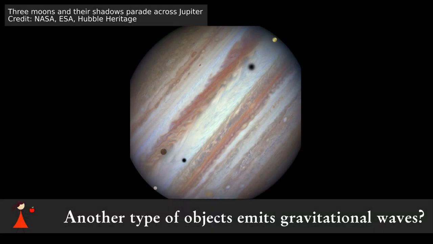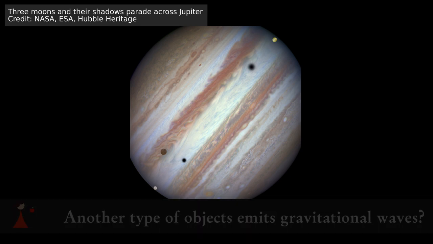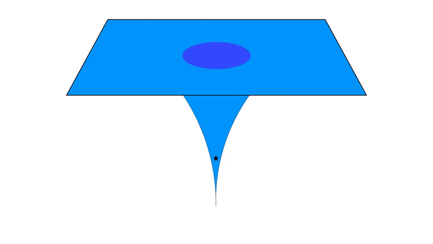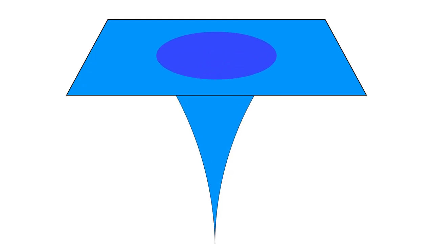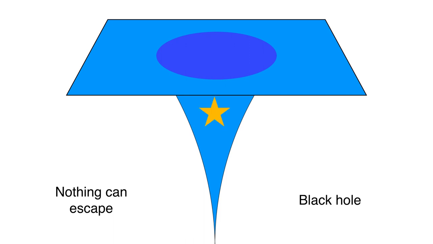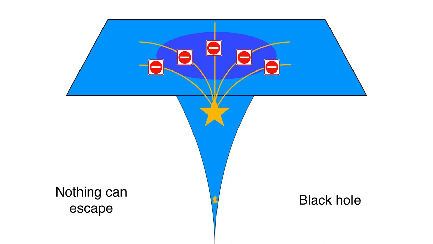You said there was another type of object that emits strong gravitational waves? Yes, and if you found neutron stars very strange, this second type of object will blow your mind. What's that? Black holes. Black holes are objects that are so dense that they create an extremely strong distortion of space-time. They create a well so deep that nothing can escape it. And that's why we call them black holes. Even light is trapped inside a black hole and cannot come out of it. To escape from a black hole, a signal would have to travel faster than the speed of light, which is simply impossible.